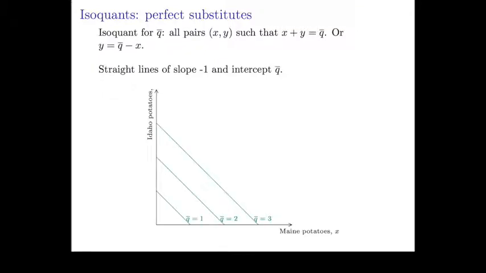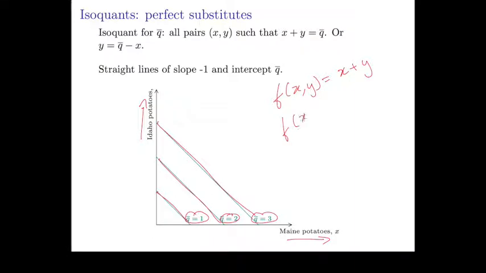So if I put Idaho potatoes on the vertical axis, Maine potatoes on the horizontal axis, for each quantity Q bar, I can draw an isoquant, which is just going to be a line of slope minus 1. Again, just like perfect substitutes, this production function, right now we're looking at this one.